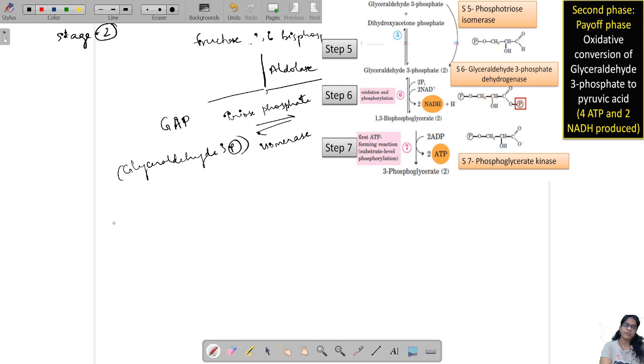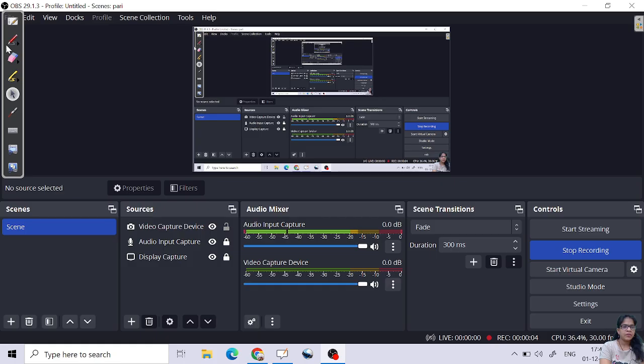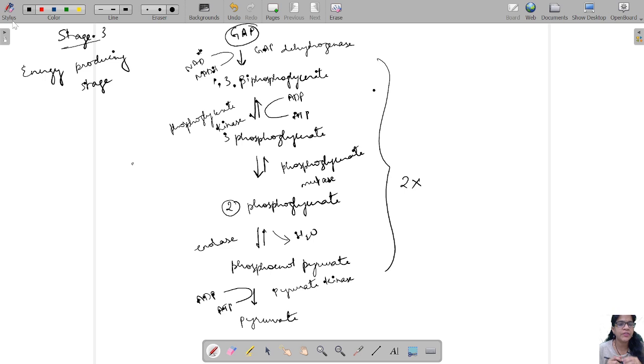Now let's go to stage 3 of glycolysis, where substrate level phosphorylation would happen. Substrate level phosphorylation is an important step, as the first ATP is produced in stage 3. So till now your glyceraldehyde 3-phosphate is ready, and dihydroxyacetone phosphate is interconvertible. Now glyceraldehyde 3-phosphate would enter the glycolysis cycle where substrate level phosphorylation would happen. This stage 3 is considered the energy producing stage. In the first 2 stages there is no energy production.